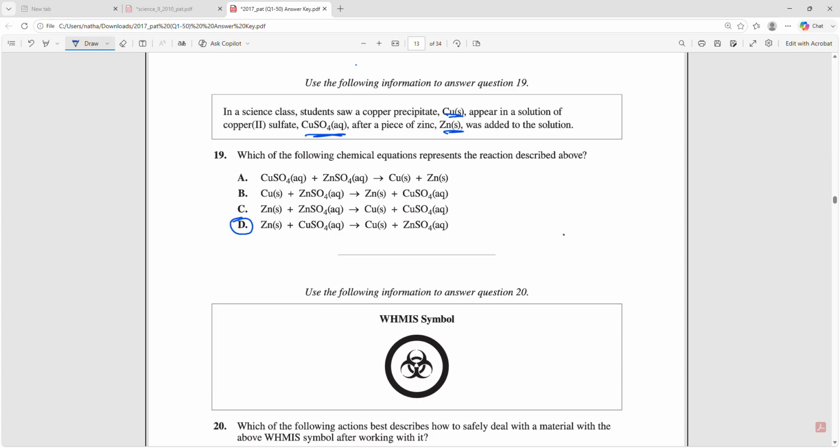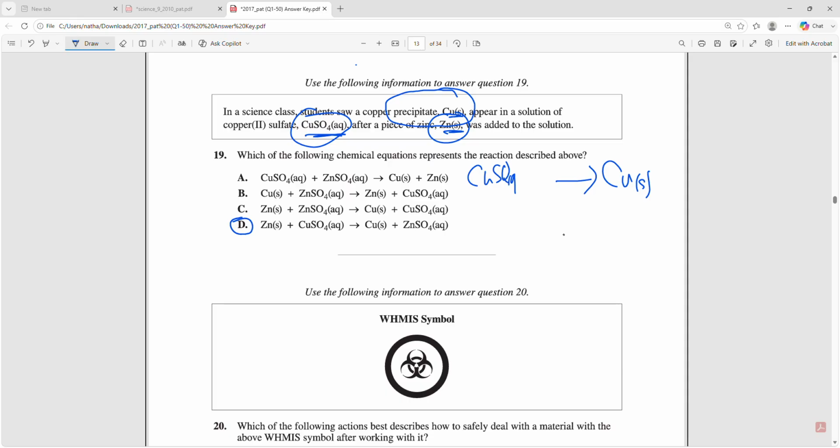They saw a copper precipitate. So precipitate is something that comes out of a reaction. So it's a result of a reaction. So we should definitely see that on the right side of the equation. We saw precipitate appear in a solution of copper 2 sulfate after a piece of zinc was added. So we started with this copper 2 sulfate, added a piece of zinc.